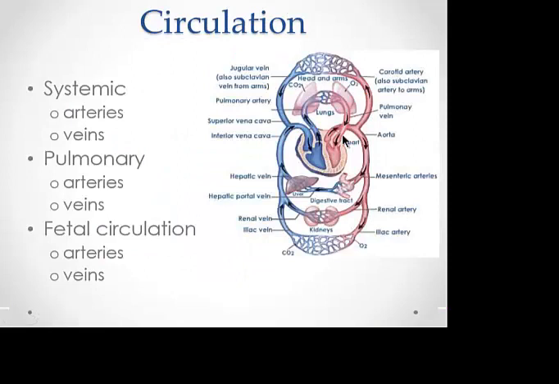So when we look at circulation, we describe circulation under three headings. One is systemic, where it is going to the whole body other than the lungs. And all circulation will always consist of arteries and veins. Then there is pulmonary, which is circulation which goes to and comes back from the lungs. So again, arteries and veins.